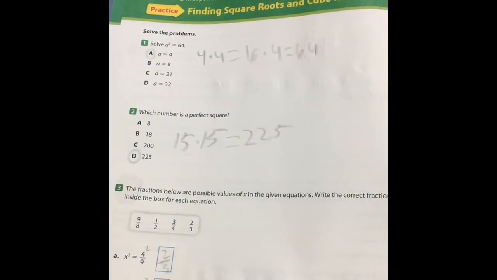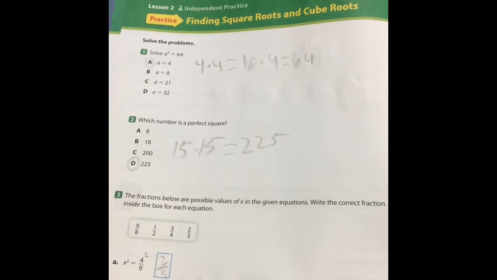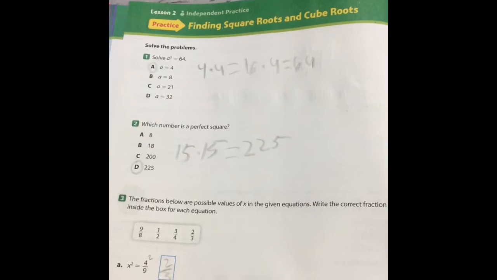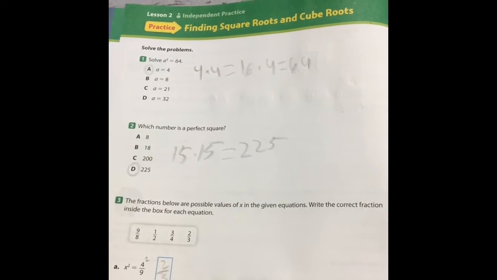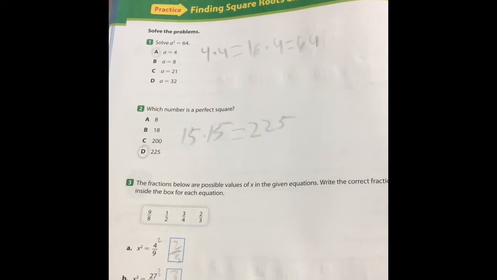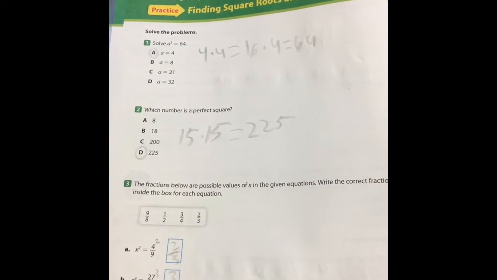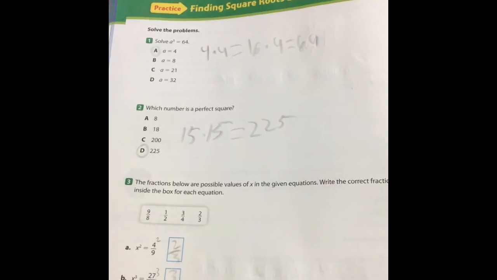For 1, we got A because 4 times 4 equals 16. And since it's cubed, we have to multiply by another 4, so 16 times 4 equals 64. And for number 2, we got D because 15 times 15 equals 225, and we're squaring it.